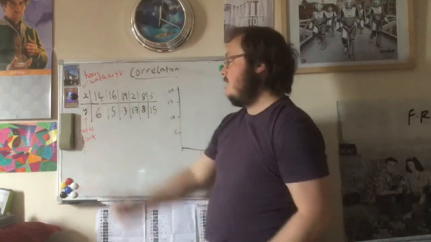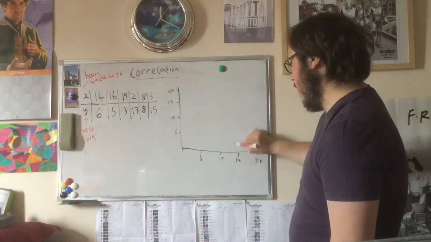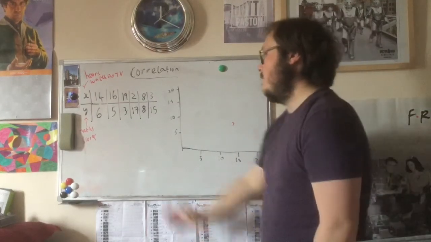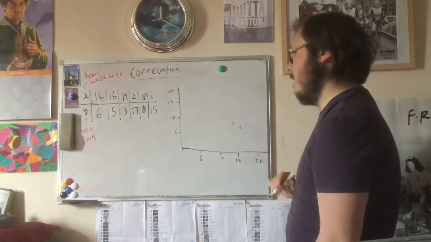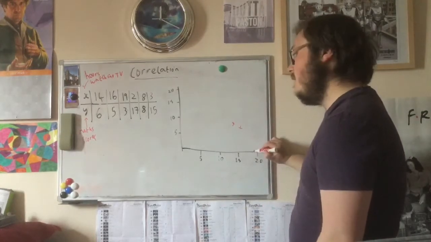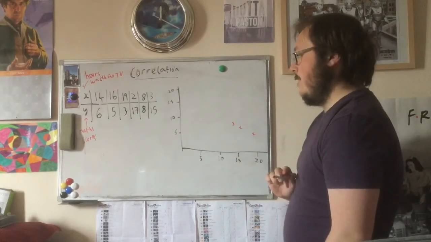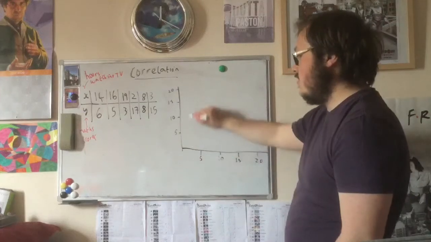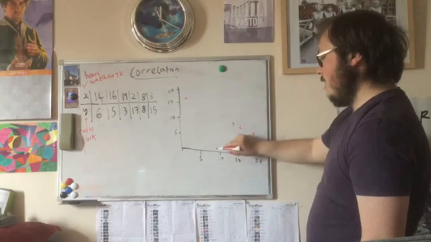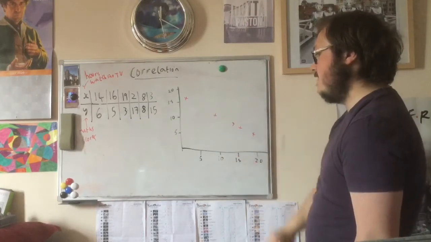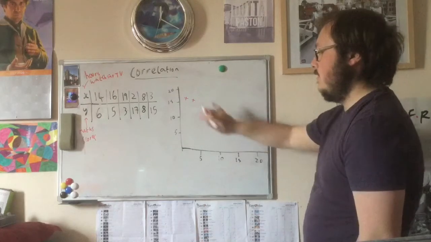So, the first person spent 14 hours watching television and they got 6 marks in their maths test. The next person spent 16 hours watching television and they got 5 marks in their maths test. The next person spent 19 hours watching television and got 3 marks in their maths test. The fourth person spent 2 hours watching television and got 17 in their maths test. The next person spent 8 hours watching television and got 8 in their test. And then finally 3 people with 15 marks. That's a little bit higher.